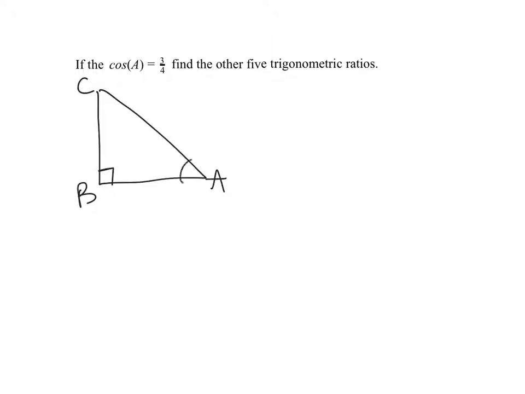So we're talking about angle A, so I'm going to denote it as theta. We are given the cosine. So if we label our 3 sides, opposite of angle A, adjacent of angle A, and the hypotenuse, cosine is the adjacent over the hypotenuse. So I know the adjacent side is 3 and the hypotenuse is 4. So to find our other 5 trig ratios, we first need to find our missing side length.